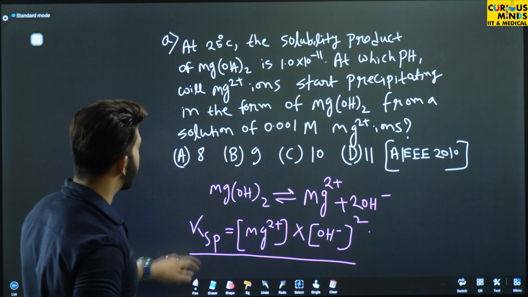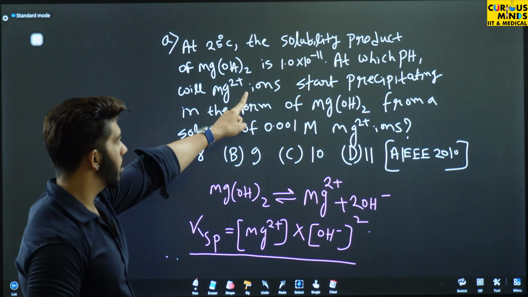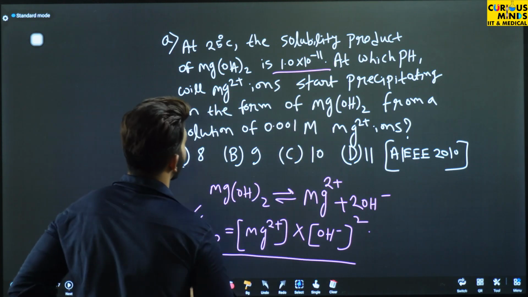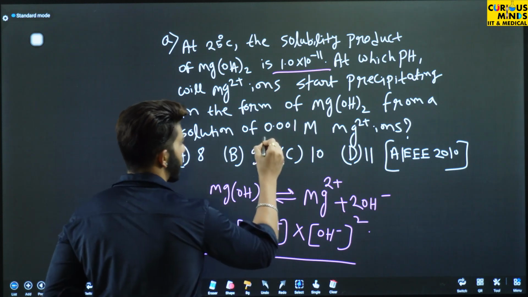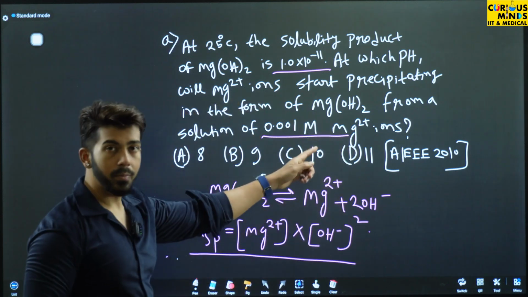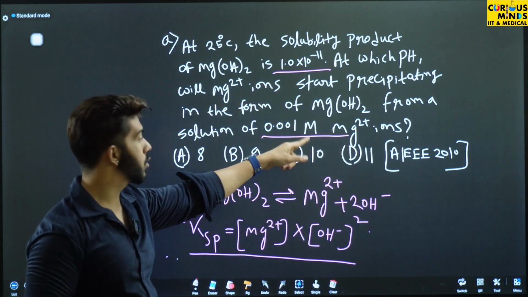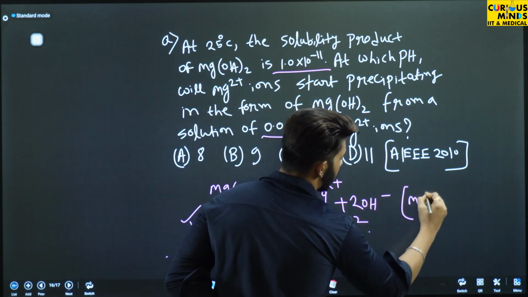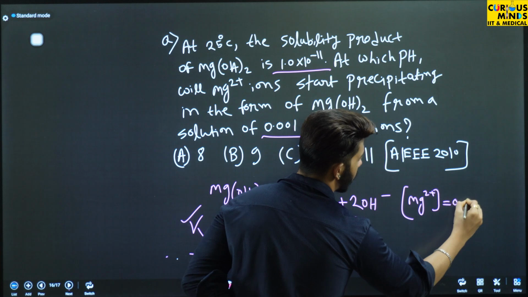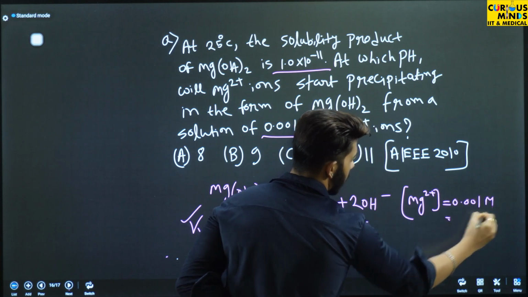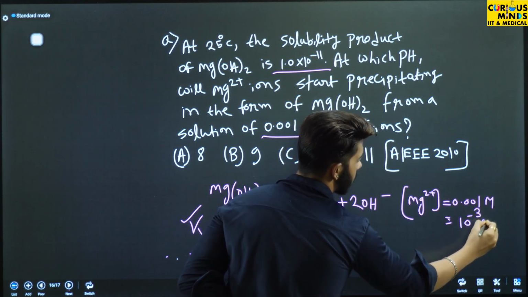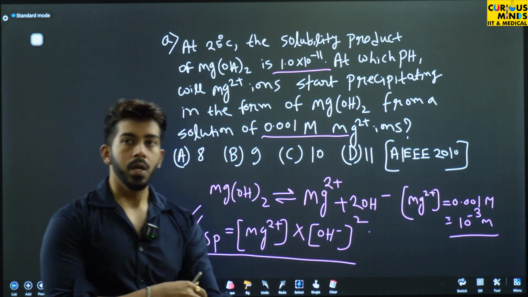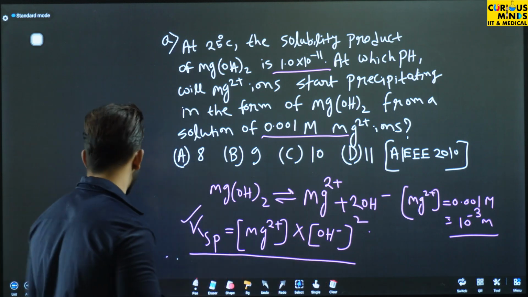Now what is given? Let's see. The solubility product is given as 1.0 into 10 raised to the power minus 11. So Ksp is given. What else is given? It's given the concentration of magnesium 2 plus ion, that is 0.001. So that means the Mg2 plus concentration is 0.001 molar. Can I write it as 10 to the power minus 3 molar? Yes, we can, right? So this is the magnesium 2 plus ions concentration. Ksp is given, yes. So we can just solve this.